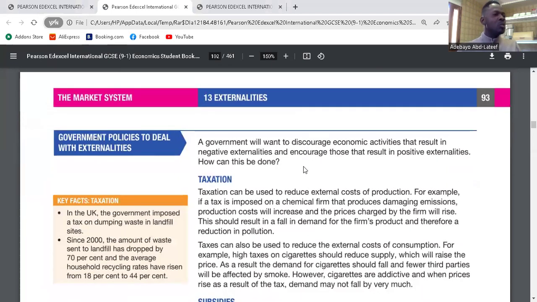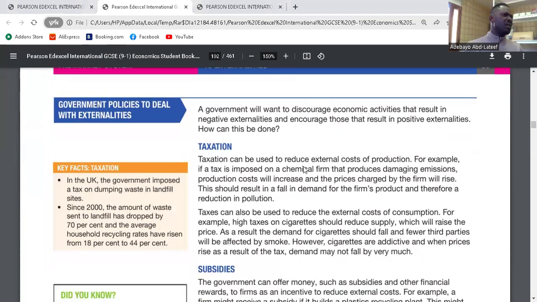Government policies to deal with externalities. So, when I was defining externality, I never told you externality is also a market failure, but it is a market failure. It means social cost of production exceeds social benefit of production together. So how do we deal with it? Government will come up with policy.